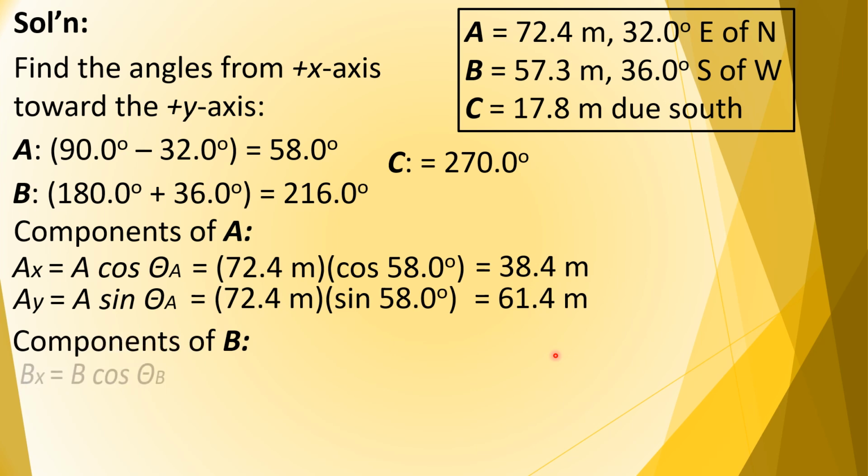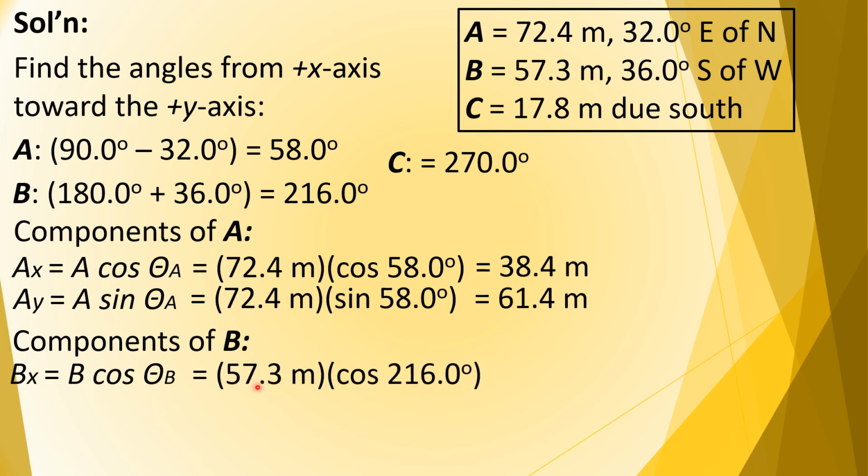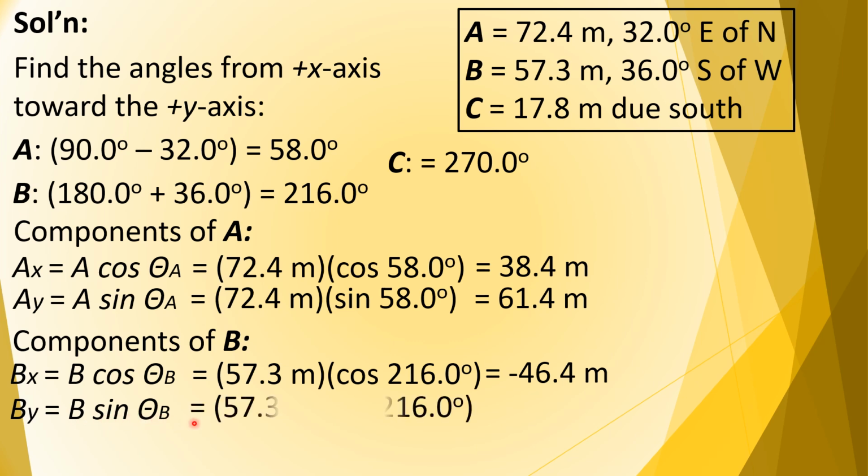Now, the components for vector B. Bx is equal to the magnitude of vector B multiplied by cosine of the angle theta B, or 57.3 meters multiplied by cosine of 216 degrees, which gives us negative 46.4 meters, while its y component, By, is equal to the product of the magnitude of vector B and sine of the angle theta B, or 57.3 meters times sine of 216.0 degrees, and that gives us negative 33.7 meters.